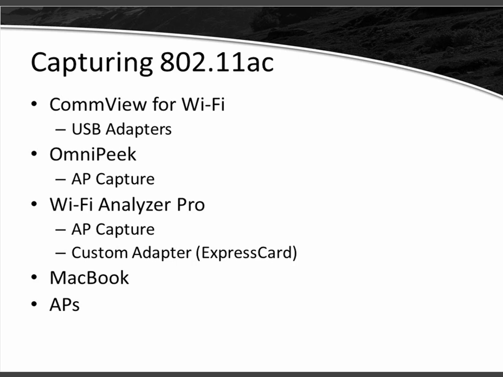It works great, and if you're just wanting to do it in the lab in order to see it and capture the frames and understand them, then 2x2 is all you need. The problem is in the real world we have those MacBook Pros out there, we have other 3x3 devices like access points, and so we need to be able to capture those. Well, you can do that with AP capture, which will work with ComView for Wi-Fi. It also works with OmniPeak and Wi-Fi Analyzer Pro. So you can do AP capture for those.